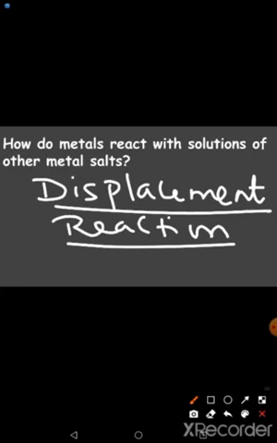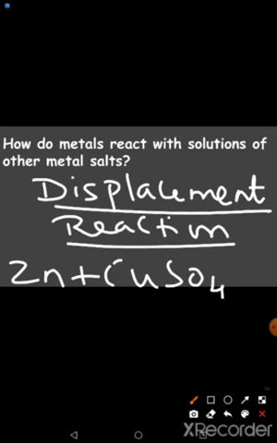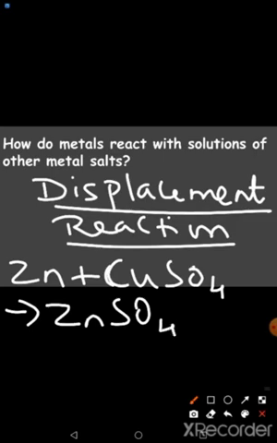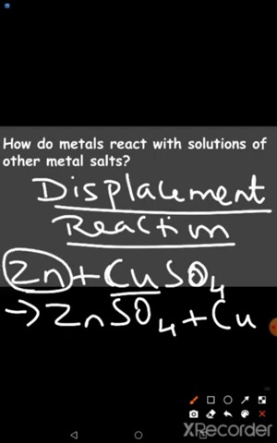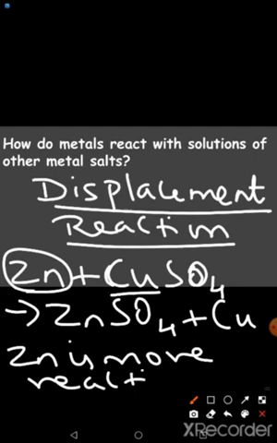I'll give you an example here. Zinc plus copper sulfate gives you zinc sulfate plus copper. So here copper is displaced from copper sulfate by zinc. So zinc is said to be more reactive than copper. Zinc is more reactive than copper.